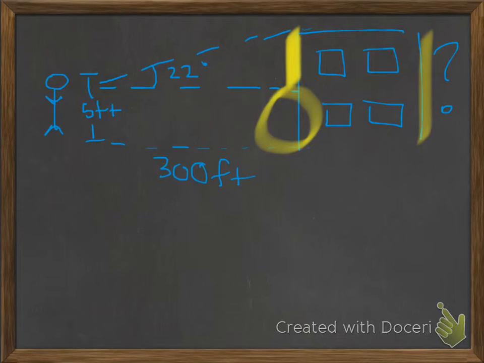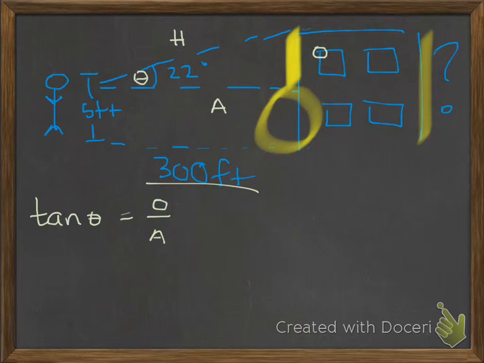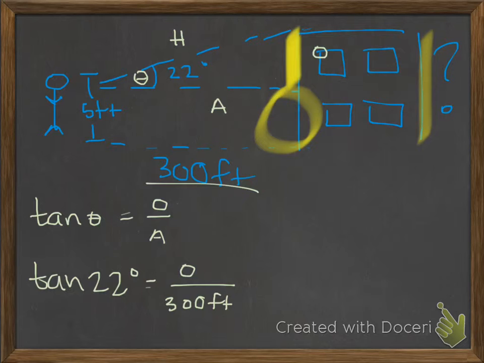So going back to SOHCAHTOA, and again, word problems are the only times we have to do SOHCAHTOA. 22 degrees is our theta. This would be opposite, adjacent, and hypotenuse. So what we do know is the adjacent side. What I want to know is the opposite side. So that means we're dealing with tangent. So tangent of theta is equal to opposite over adjacent. So tangent of 22 degrees is equal to opposite, what we don't know, over 300 feet.